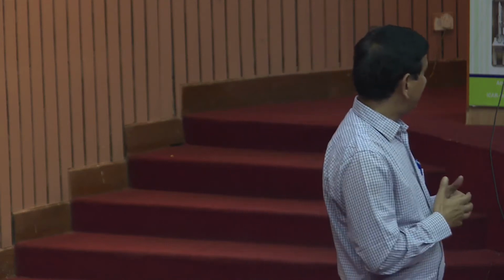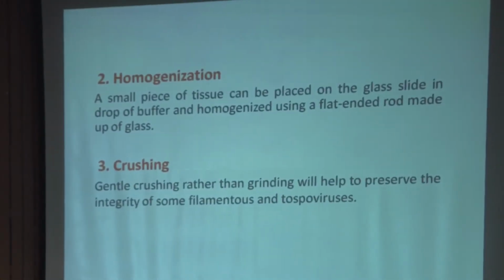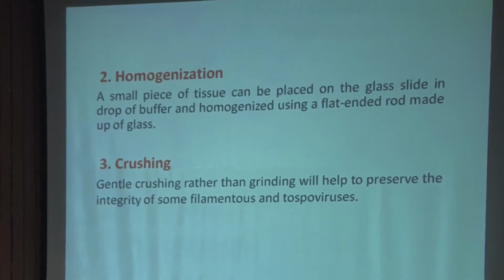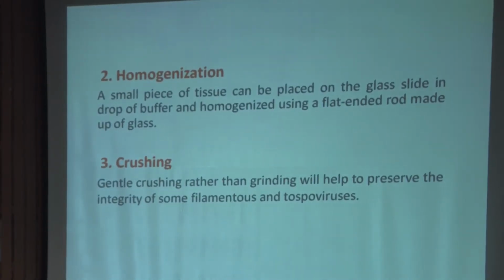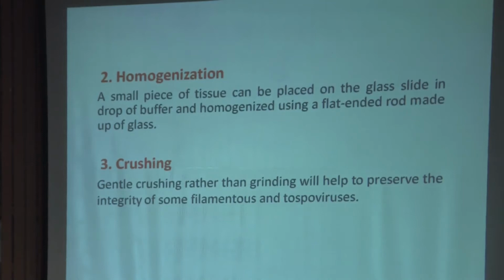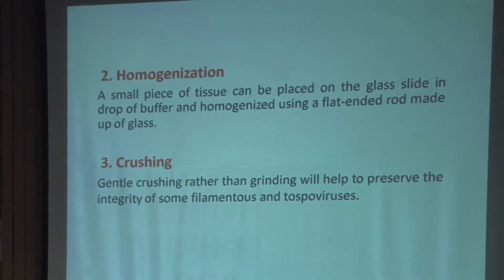So this another method, homogenization, is what I was telling just now, where the tissue is very hard. So we have to grind it. You take about 2 millimeter of tissue on a glass slide itself, and then with the help of a glass rod you grind it with a phosphate buffer, and then you make the extract. Our idea is actually to release the virus from the cell. So you have to grind it, and then you put this extract over the grid.